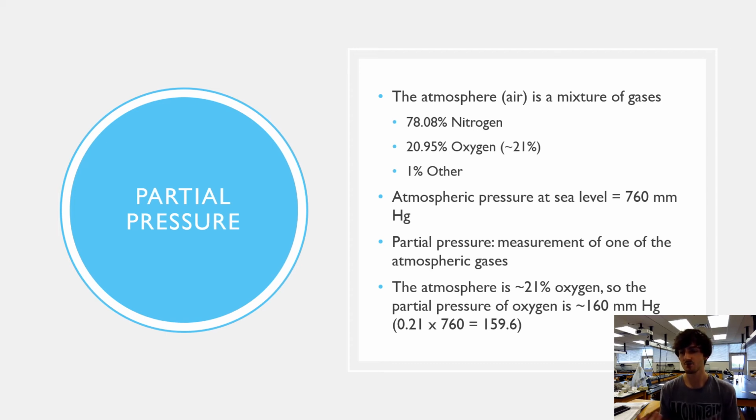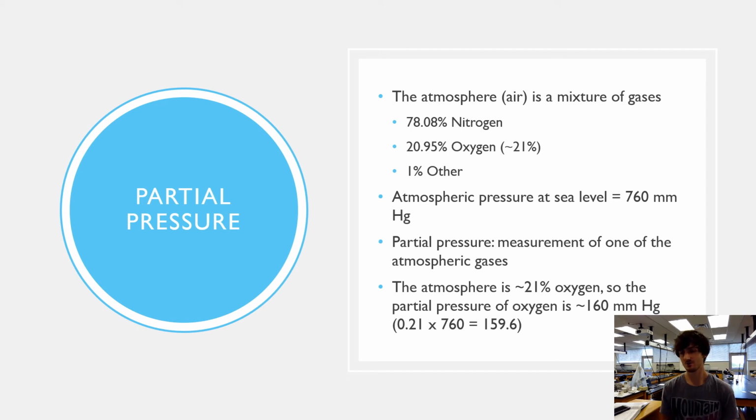That's going to give us roughly 159.6 millimeters of mercury, and that's the partial pressure of oxygen at sea level, which is the amount of oxygen that's available to our bodies while we're breathing. That's the amount of oxygen available for us to actually transfer to our cells. That number, 159.6, is fairly high compared to the amount of oxygen that's available inside of our bodies.